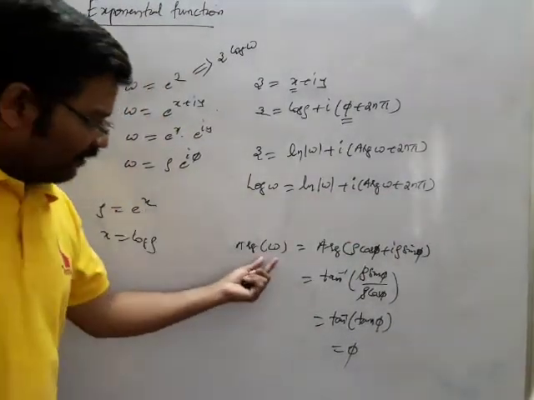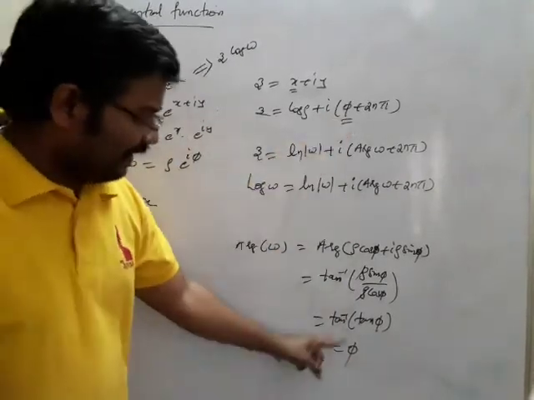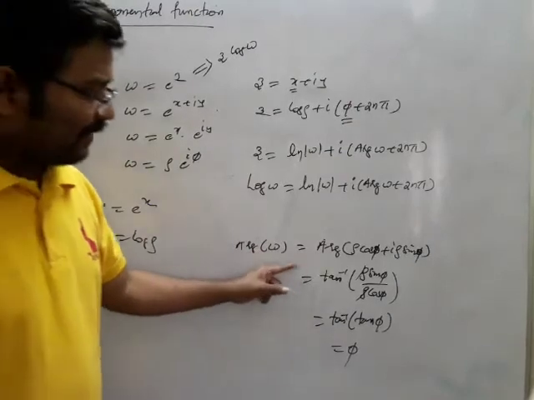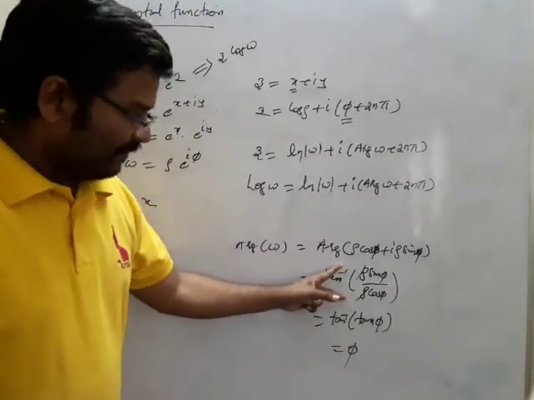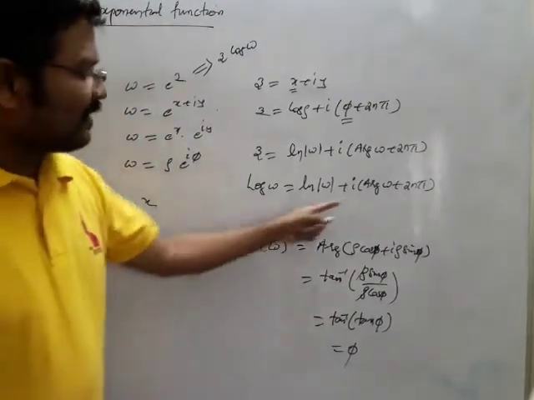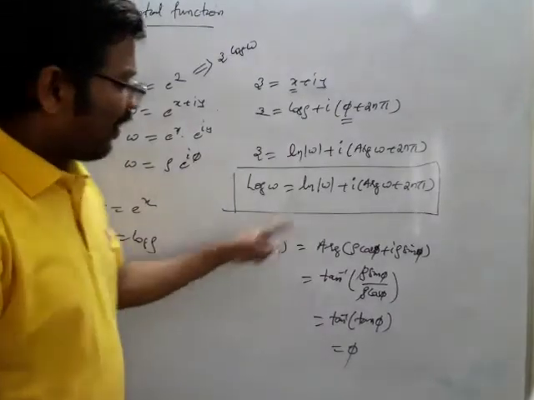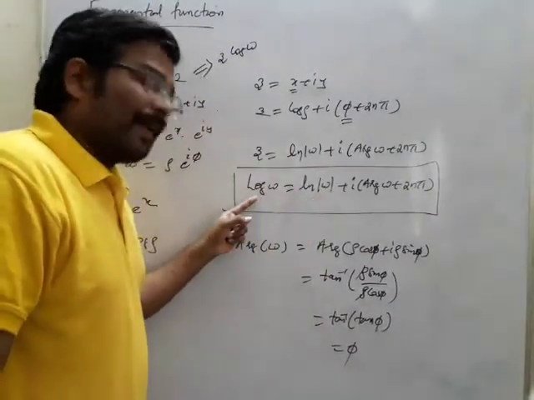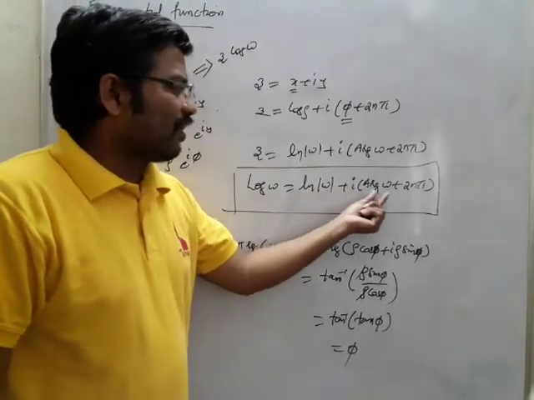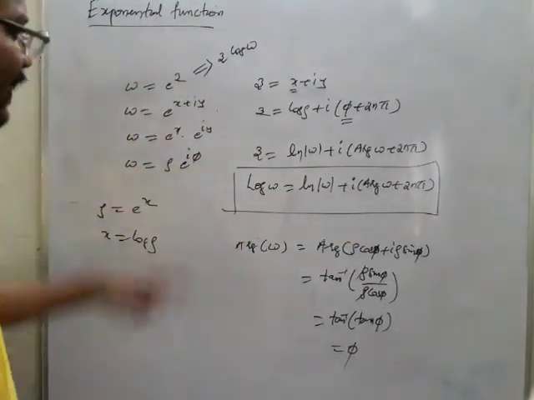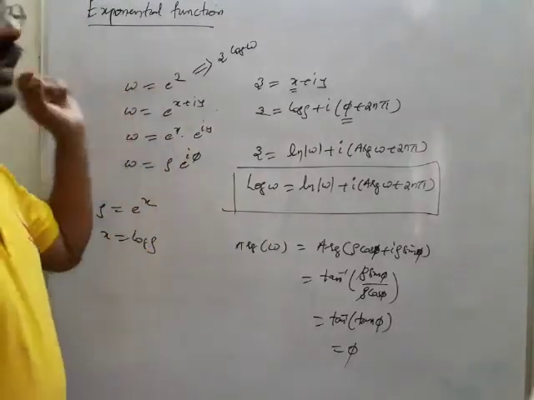You have got the w in the form of like this. In the place of phi, you are substituting argument. Argument is nothing but the angle made by theta or phi. So this is how you got the formula: log w is equal to log mod w plus I into argument of w plus 2n pi. This is the solution for e power w is equal to e power z.